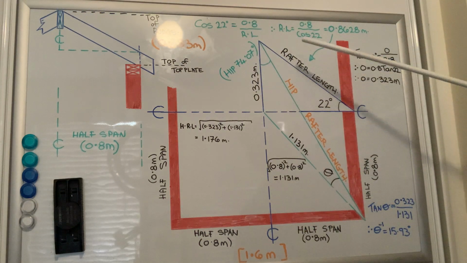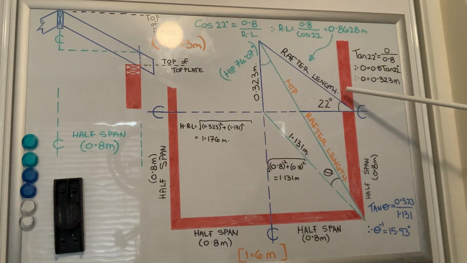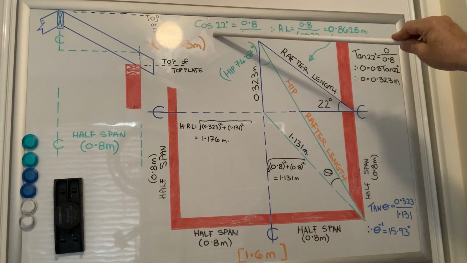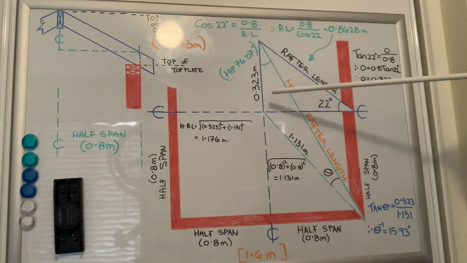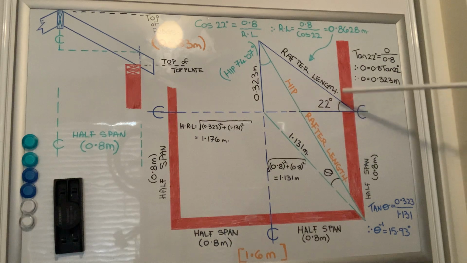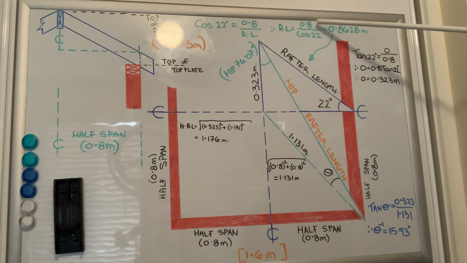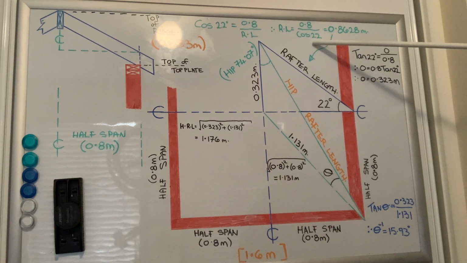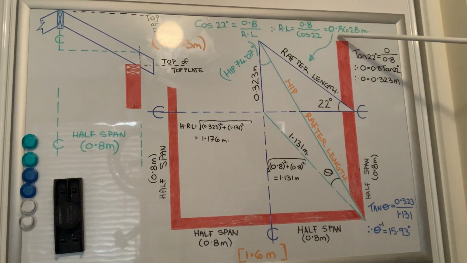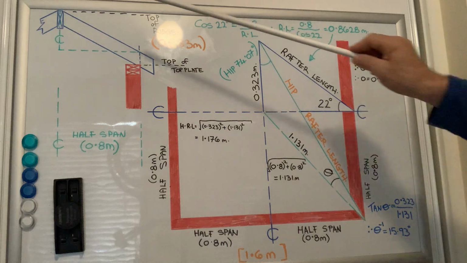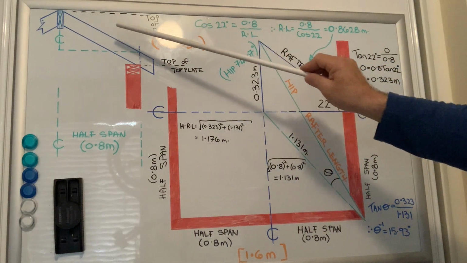Okay, now in terms of calculating the rafter length, what we can say now is we can use the cos formula and say cos of 22 degrees is equal to 0.8, which is that distance there, divided by the rafter length. Therefore, the rafter length is equal to 0.8 divided by the cos of 22, which is equal to 0.8628 meters. So that rafter length is 0.8628 meters. Again, that distance from the center line there through to there.